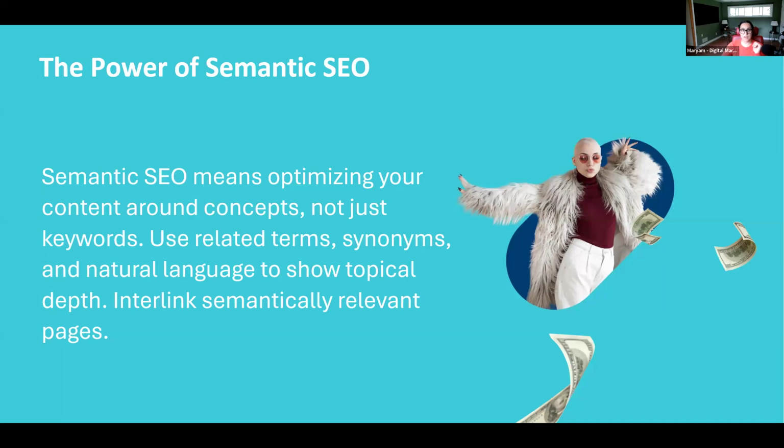So let's talk about the power of semantic SEO. Google understands better than anybody out there, and we have BERT, MUM, and all the other AI models that help us create semantics. So what's semantic SEO? It means that you're optimizing your content around concepts, not just keywords. You want to use related terms, synonyms, and natural language to show topical depth. You want to make sure that all the pages are connected to each other based on how relevant the content is.